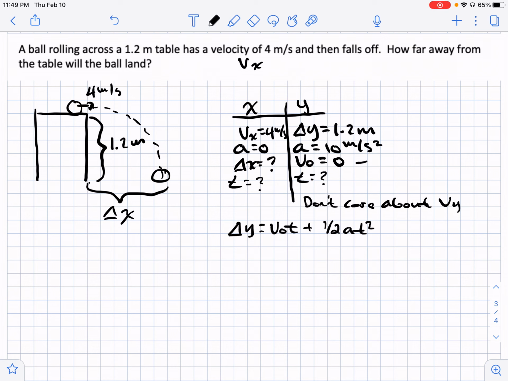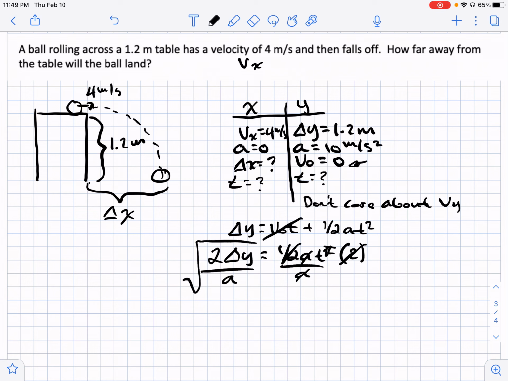Now, the initial velocity was 0, so that means this is all going to just cancel out. So I'm left with delta y is equal to 1/2 at squared. We're solving for time, so let's multiply both sides by 2 to cancel that out. Let's divide by our acceleration. And to get rid of that squared there, we'll take the square root. So the time is going to equal the square root of 2 delta y all over a.